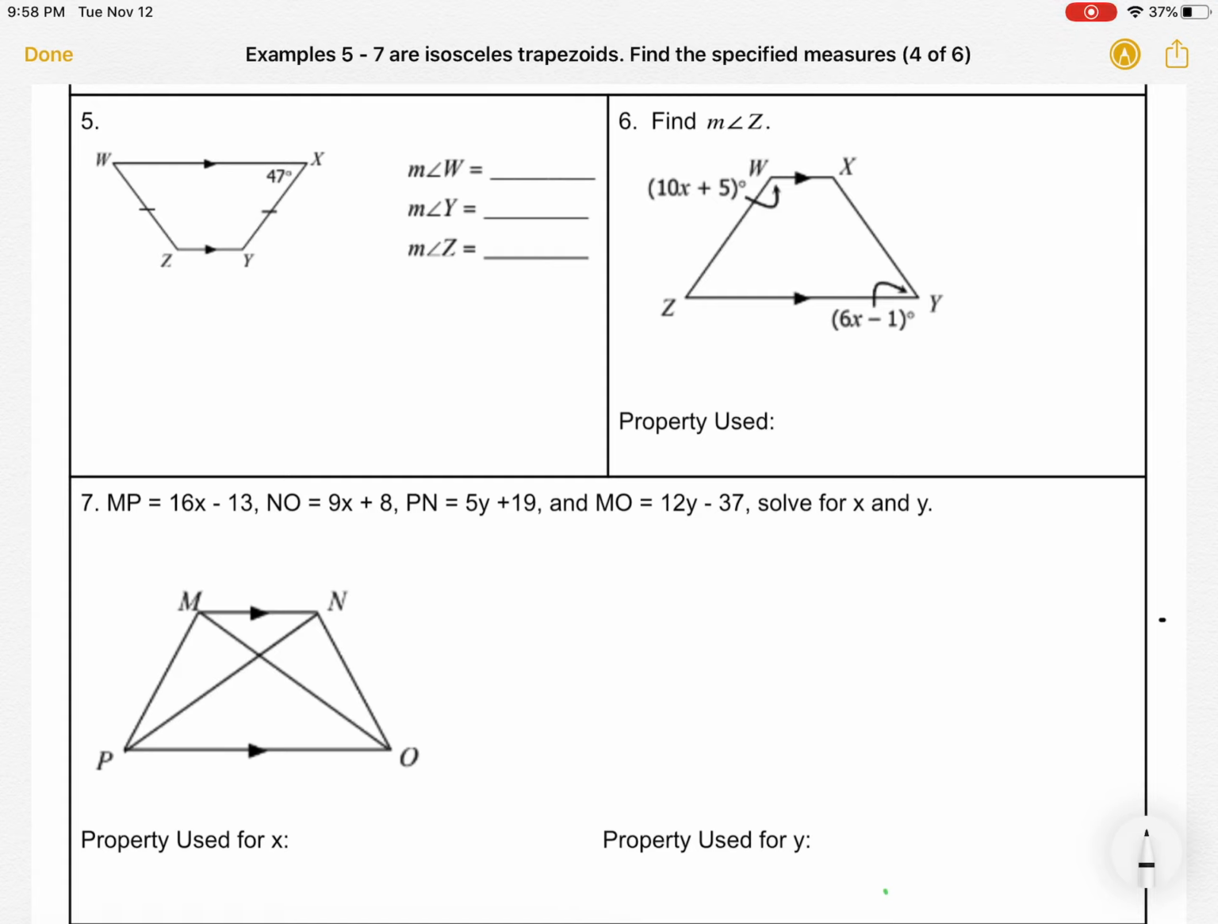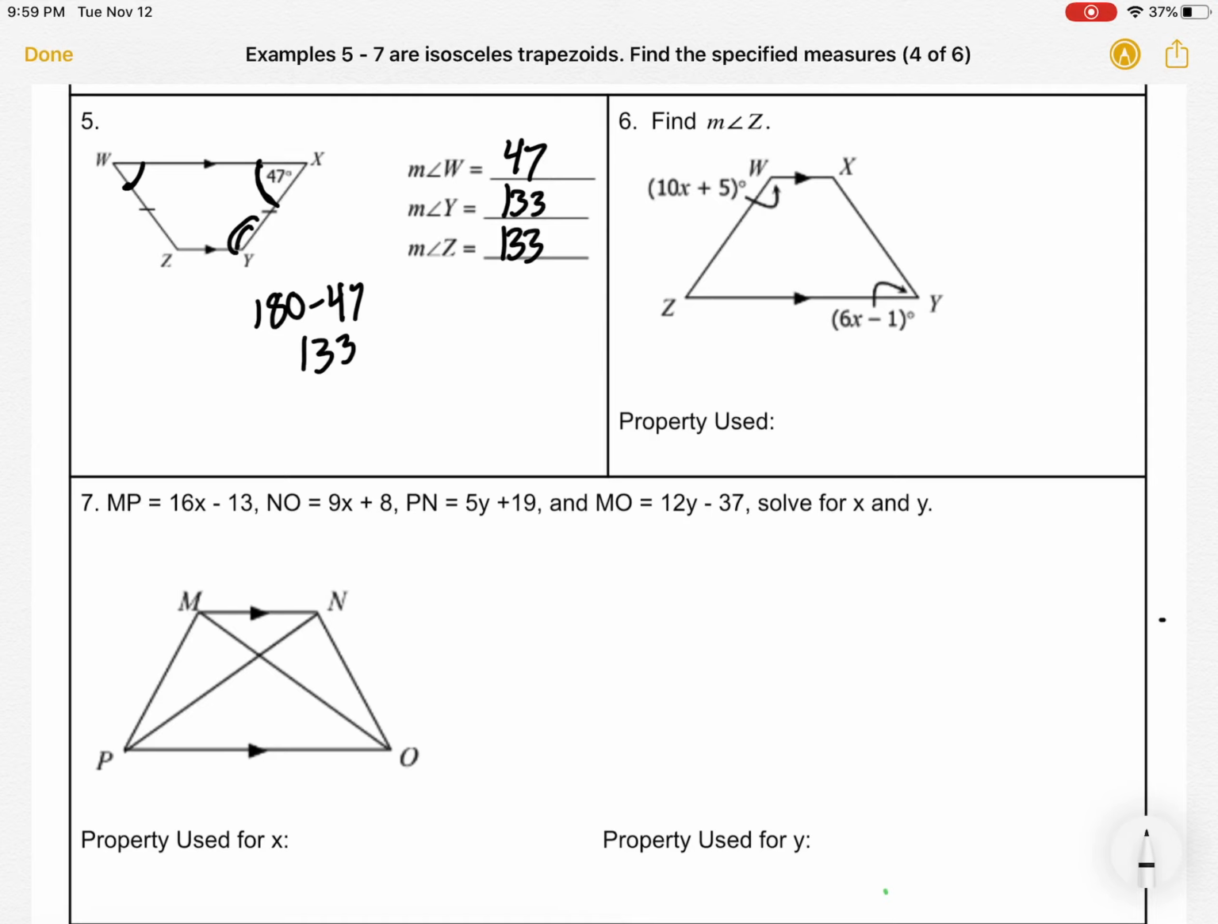Okay, number 5. So the isosceles sides need to come into play. So if this is 47, W is also 47. And then we need to remember that X and Y will add up to 180. So 180 minus 47, which would give us 133 for Y. And then if Y is 133, hopefully we also know that Z would also be 133 because those are the same.